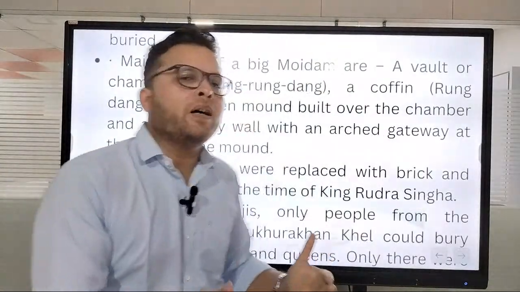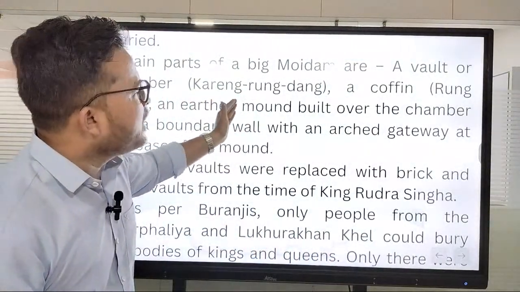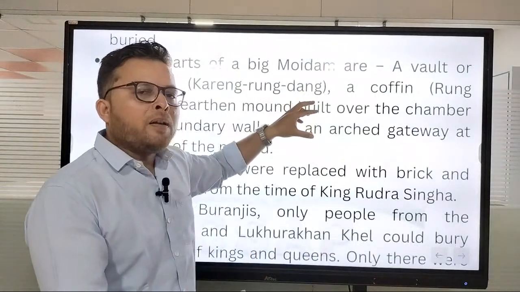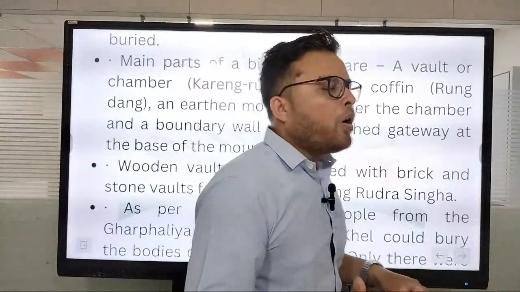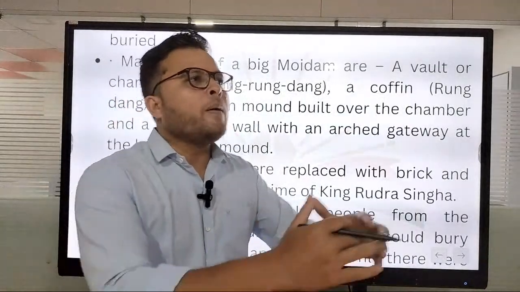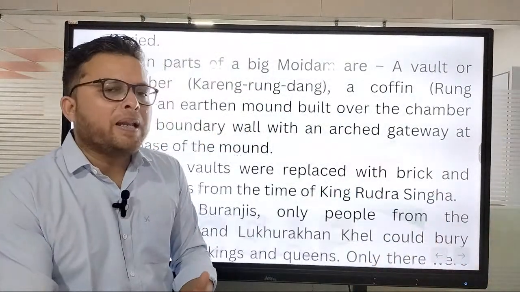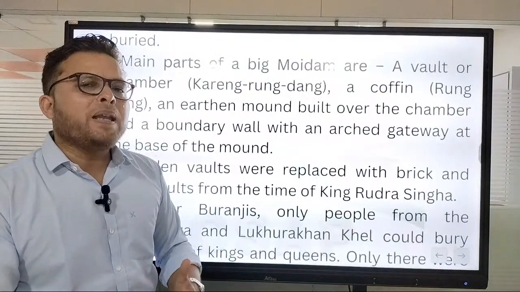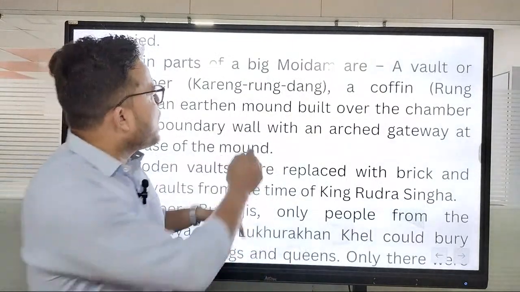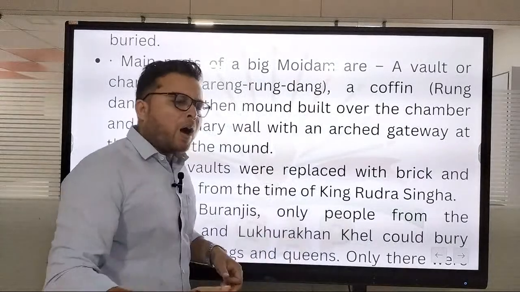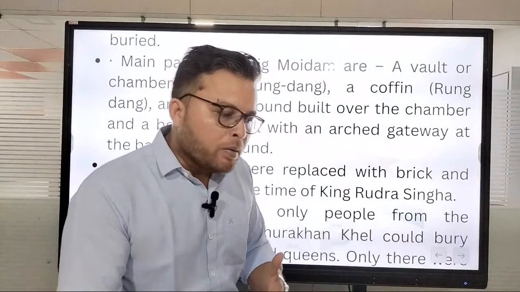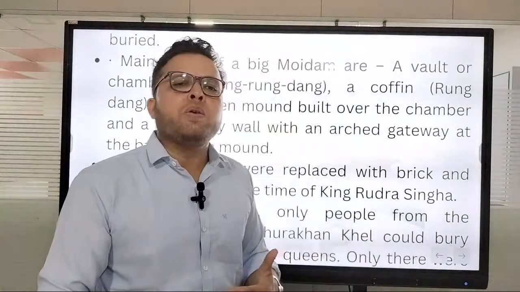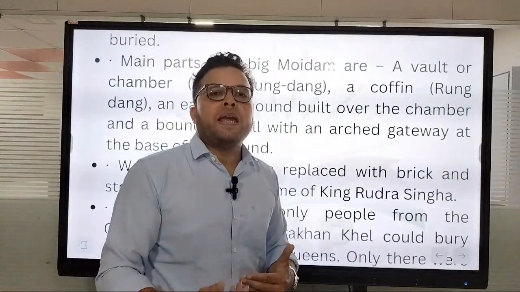They used to build an earthen mound, and that particular earthen mound is built over the chamber. And apart from this mound, there was also a gateway. There was also a boundary wall kind of a thing which was built at the base of the mound. Now a boundary wall will be constructed at the base of the earthen mound, and that boundary wall will have an arched gateway.